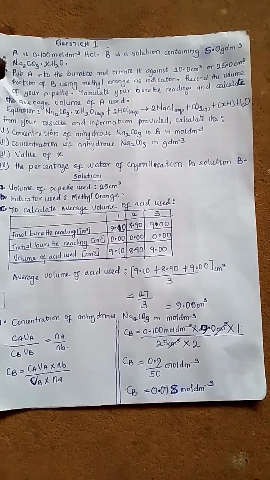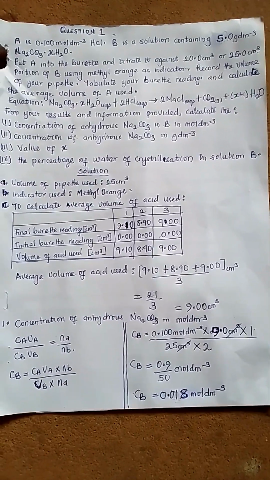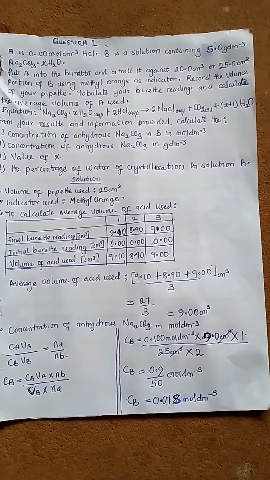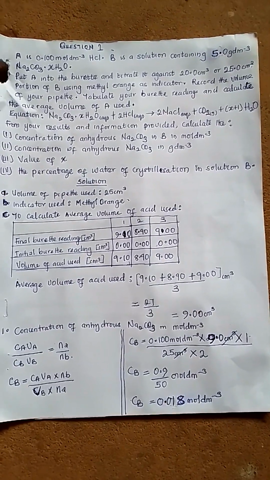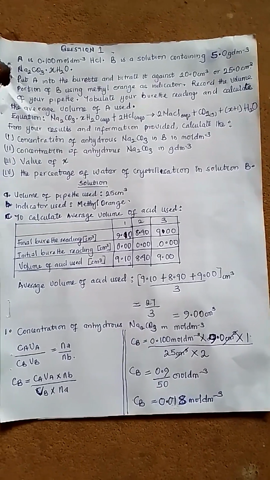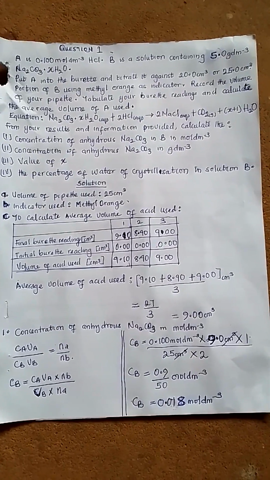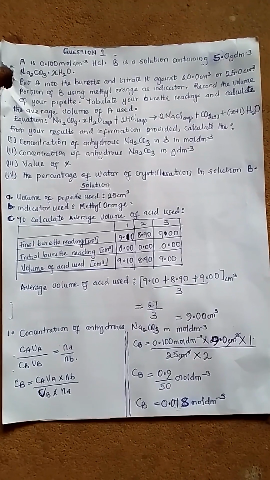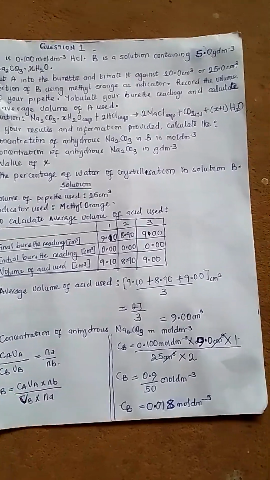Our CA is equal to 0.10 mole per dm cube. That's from the question. Our volume of acid, that's the average volume of acid used, is 9.0 centimeter cube. We also have the volume of the base VB, that's 25, and the number of mole of acid from the equation, which is 2. When you calculate the whole thing, you have your concentration of base equal to 0.018 mole per dm cube. That's for number 1. So let's look at number 2.